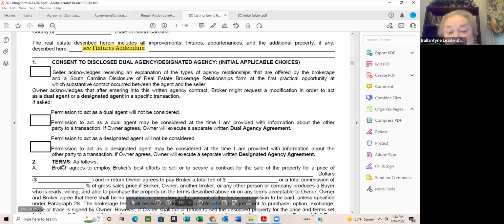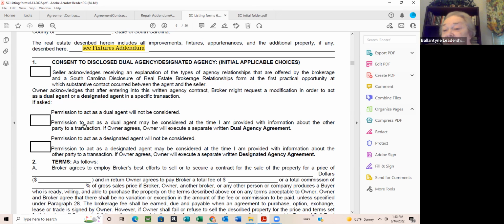Now, here's the permissions. Again, this is going to be different from what we do in our agency agreements in North Carolina. Agency is included in the agency disclosure. It is not here. The only thing we have here is the permission to either, or the permission is not granted, that they won't consider it, or they're going to give us permission to consider dual agency or consider designated agency at the time we get an offer. So obviously what we want is this right here.